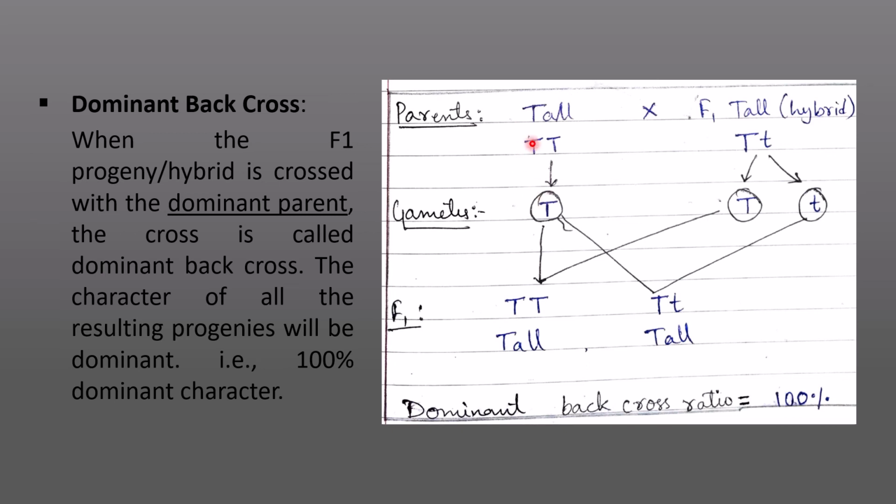So here, in gamete formation, this is a homozygous tall plant with both alleles dominant, capital T, and the F1 hybrid, as we know, is heterozygous with one small t and one capital T. So when the gametes are formed, here only one type of gamete is formed, with only capital T, whereas in the F1 hybrid two types of gametes are formed: one gamete with capital T and one gamete with small t.